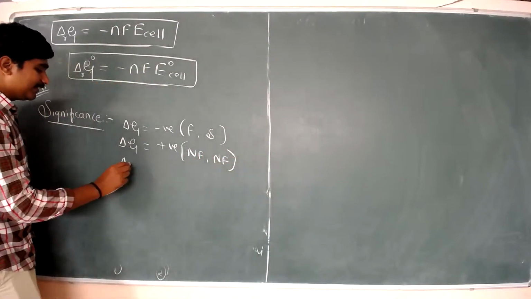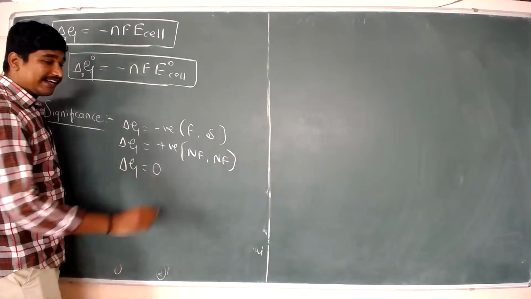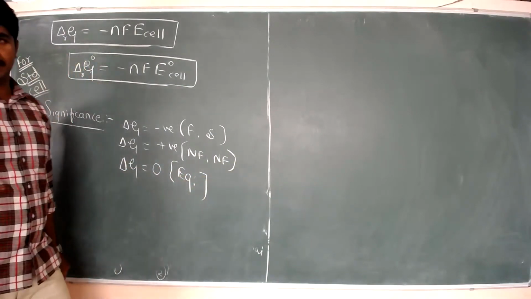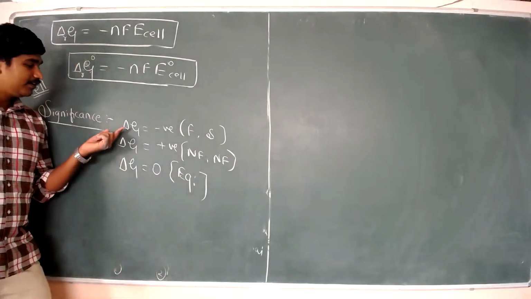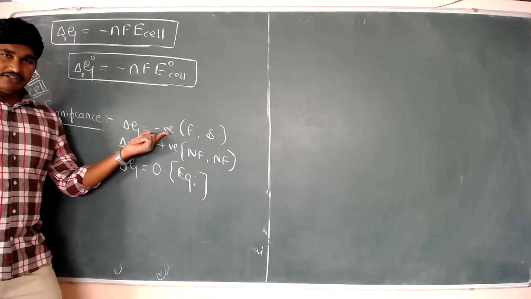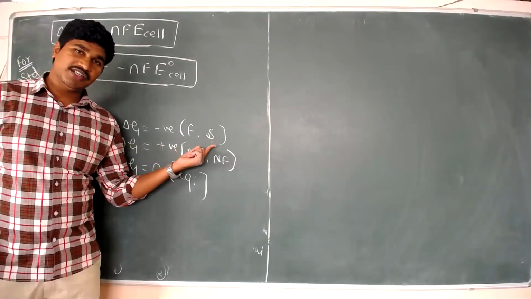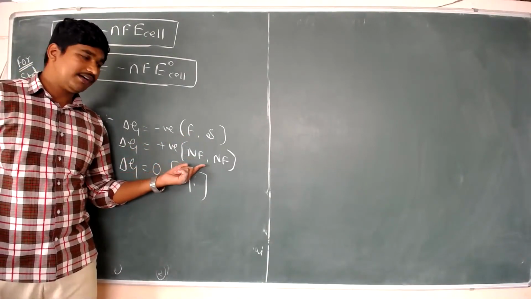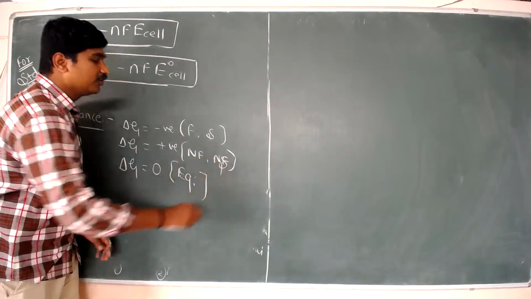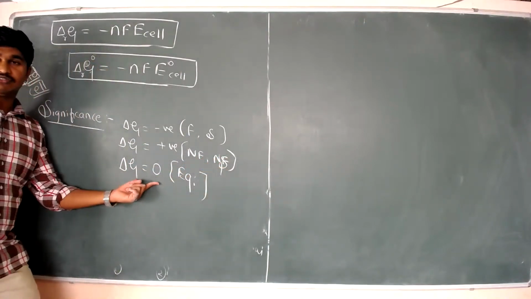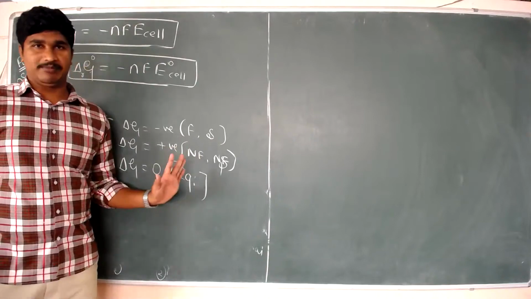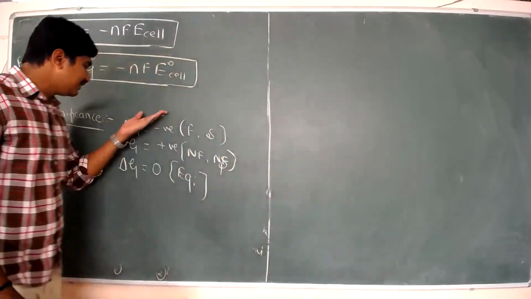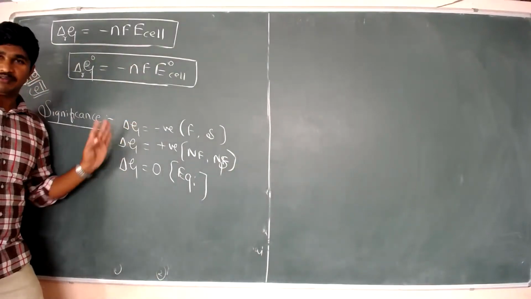Clear? Now what happens when delta G is equal to 0? The reaction is at equilibrium. If delta G is equal to 0, then the reaction is at equilibrium condition, that is, the rate of forward reaction is equal to the rate of backward reaction. Already these things we have studied in the first PUC in thermodynamics, right?